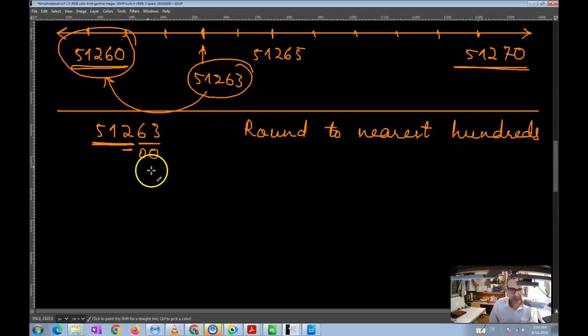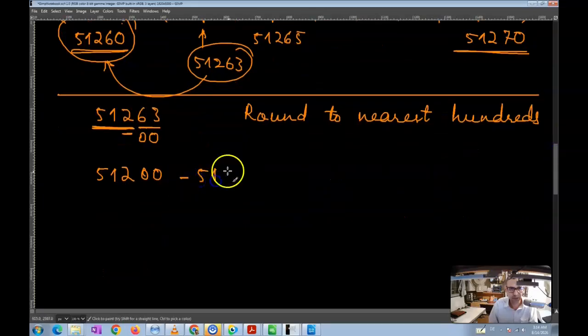So you can see that 51,263 is a number between, I should say, 51,200 and 51,300, right? And of course, you know that 51,263 is actually a number between these two numbers, right? Now, the only question is whether this number is closer to this number or closer to this number, which you can see on the number line.